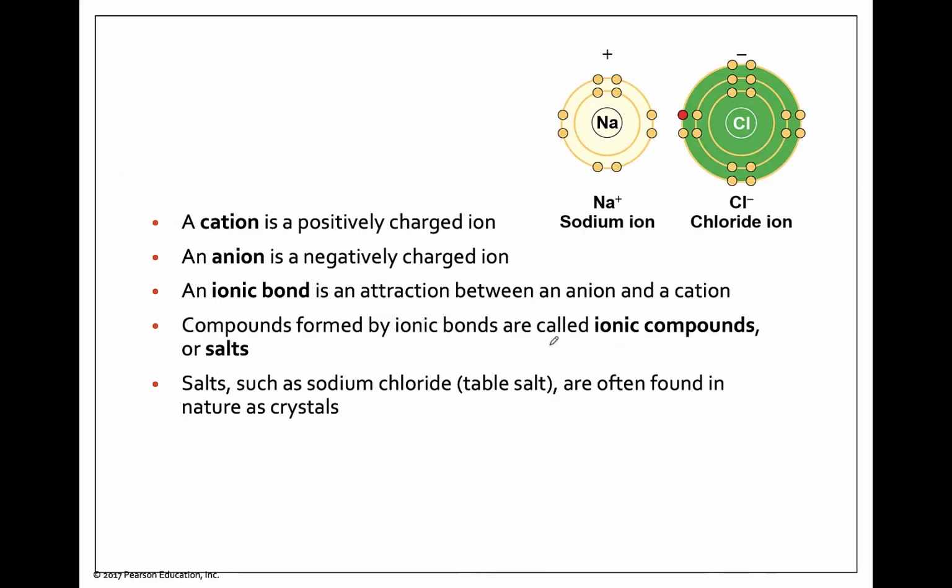That attraction of the anion and the cation is called an ionic bond. So ionic compounds, this is a compound, we've got sodium and chlorine found in fixed amounts, are typically called salts, and salts such as table salt are usually found in nature as crystals. And they're crystals because they form a very organized structure, where the sodiums are always next to the chlorines, and the chlorines are always next to the sodiums, and so they crystallize into an organized structure.